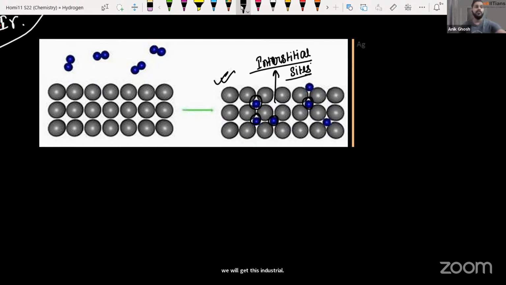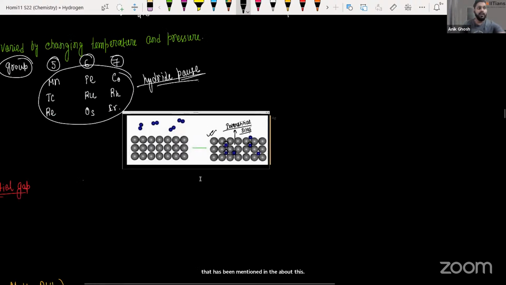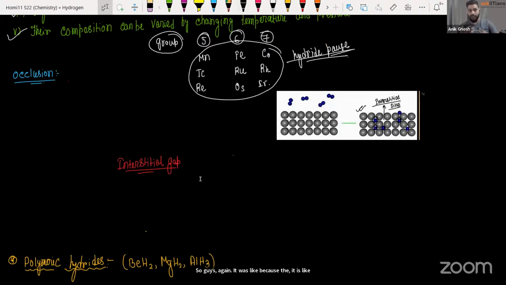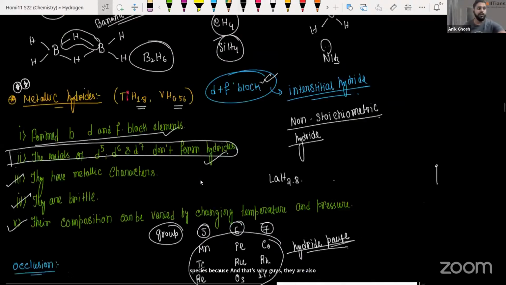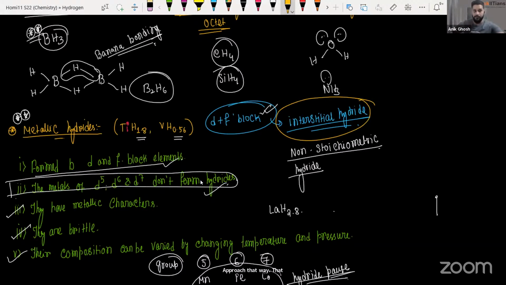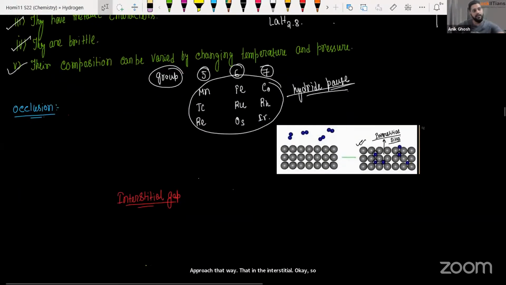All right. This is the logic that has been mentioned about this. So guys, again, when the metal lattices are getting formed, the hydrogens are getting entrapped in the interstitial spaces, and that's why they are also called interstitial hydrides. I've told you that, right? They are entrapped in the interstitial spaces. Okay, so that is the logic there.